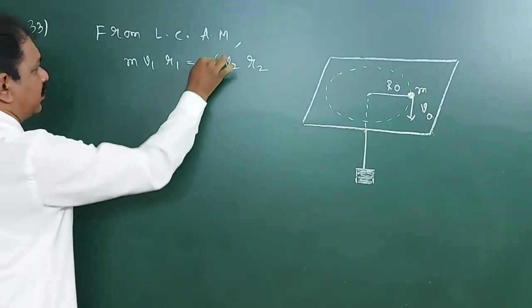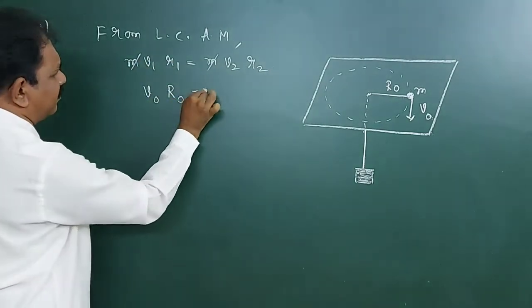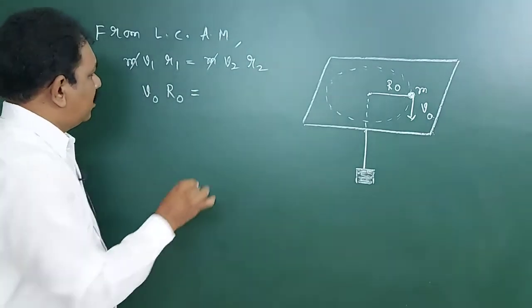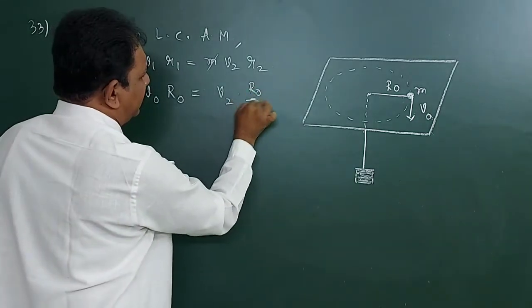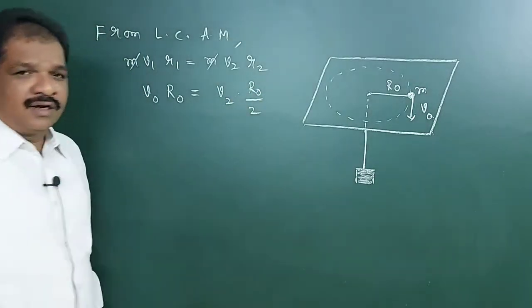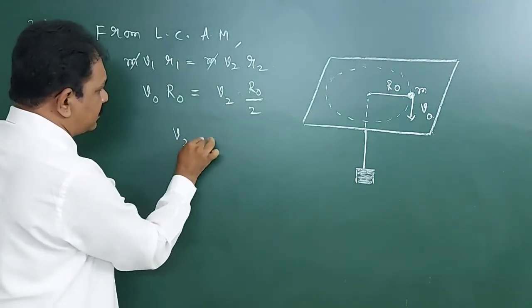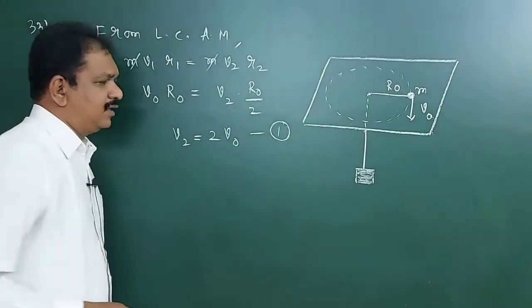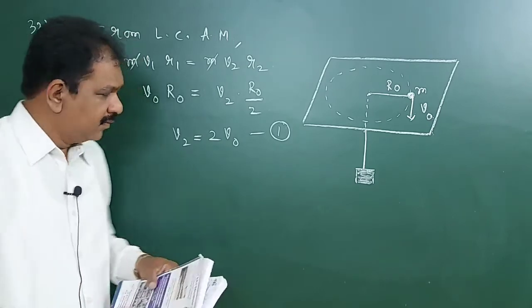We have to calculate. The initial velocity will be v naught, and the initial radius will be r naught. Now the velocity, what happened, we don't know. The radius they gave is r naught by 2. Therefore, v2 is equal to 2v naught. That is the velocity. Then find the kinetic energy.